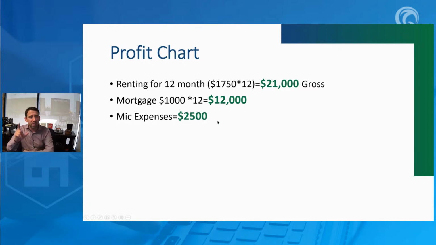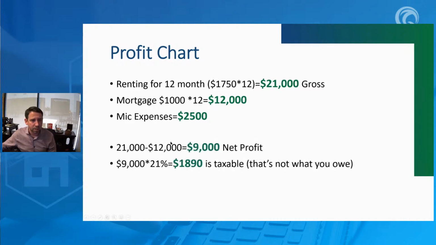Remember, only a certain portion of your profit is taxable. This means I have to subtract any expenses from this area as well. So $21,000 minus my $12,000, which is the net profit, right? Minus, you can also subtract your miscellaneous expenses. You're going to end up with roughly $1,800 that is taxable. That's it. That's not what you owe. That's what is taxable.